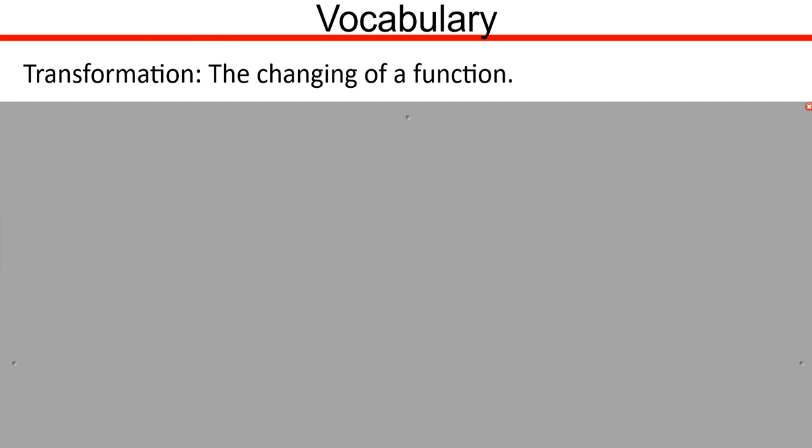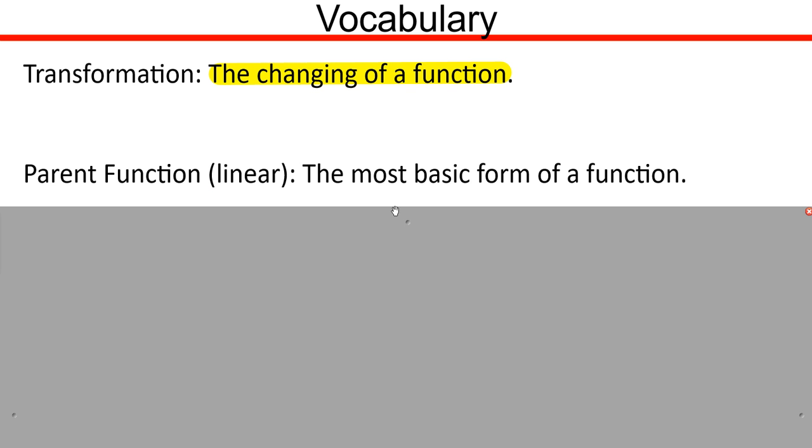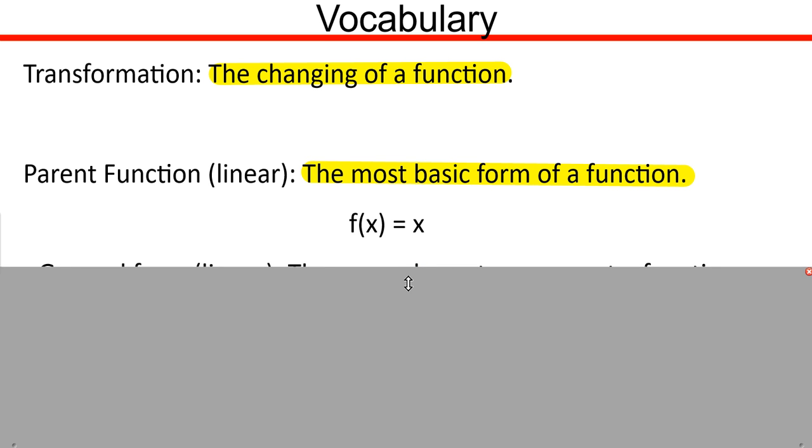So we got a couple of things here for vocabulary. First up, what a transformation is. A transformation is simply the changing of a function. Then we have the parent function for linear. This is the most basic form of a linear function, and it looks like this.